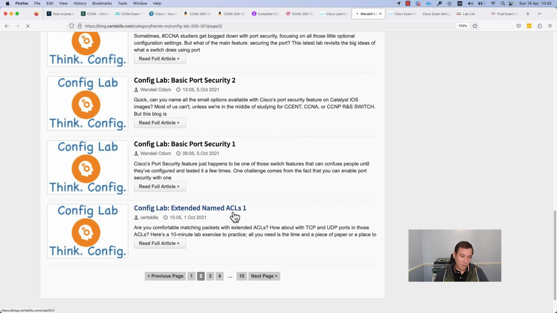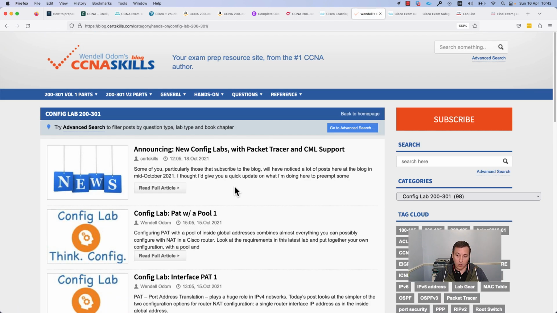As I mentioned, these labs are free, and you can do them in Packet Tracer. You can find Packet Tracer on Cisco Networking Academy. You can download it from there, and after that you'll download the Packet Tracer files from here and just import them in Packet Tracer, and you can do the labs. It will help you to grasp not only the theory but also the practice.